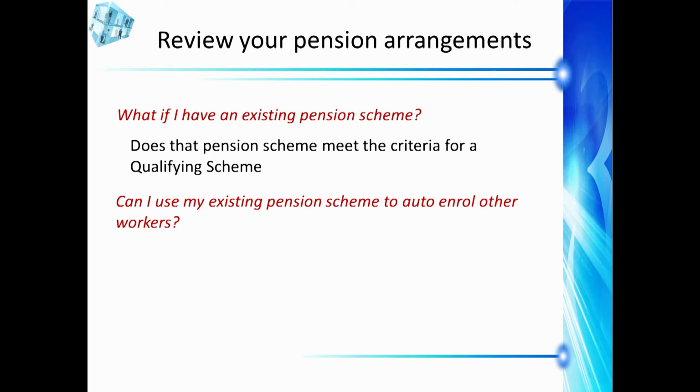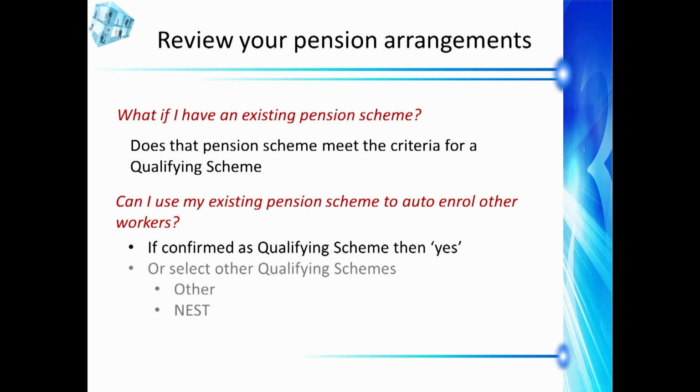And therefore, the question you need to ask yourself is, do you want to use that pension scheme to auto-enroll the rest of the workers into? If the answer is yes, then that's absolutely fine. Go ahead and do so. If you decide, however, that you don't want to do that, then you can choose any other pension provider, and provided they've got a qualifying pension scheme, you can auto-enroll workers into that pension scheme.